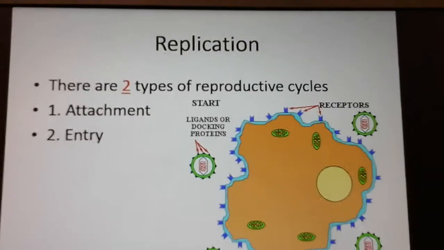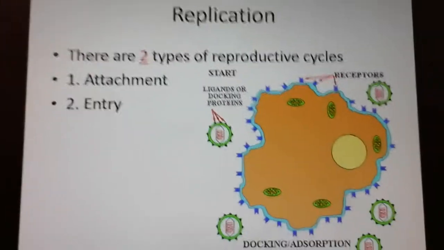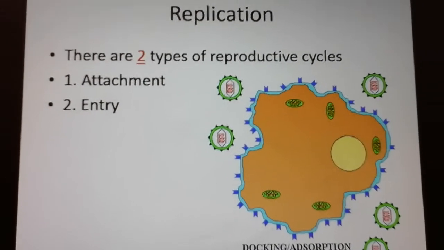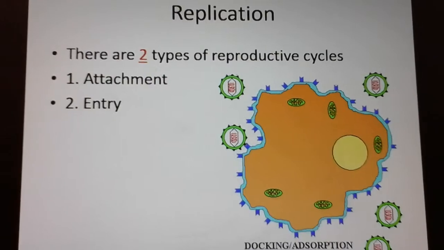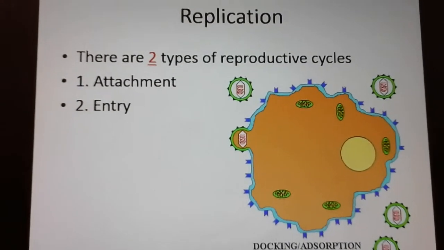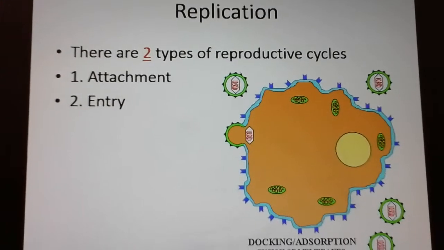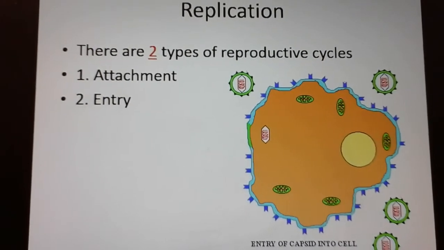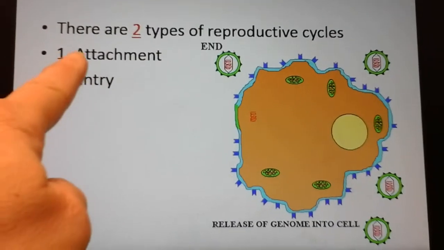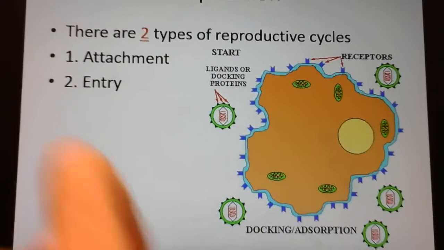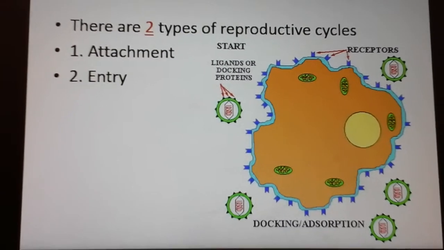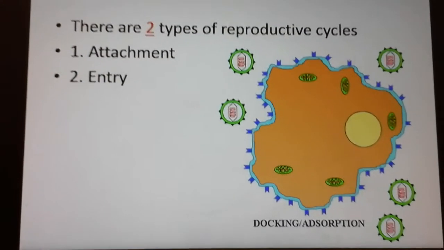Now, in the case of replication, there's two ways that viruses can get inside of our cells and kill us. So notice there's two types of reproductive cycles. They both have the same first two steps. So on your page, you'll see something called the Lytic Cycle, and you'll see something called the Lysogenic Cycle. But in both cases, they have to attach, and in both cases, they have to enter. And that's what you can see happening right here in this little diagram, if it decides to move again.